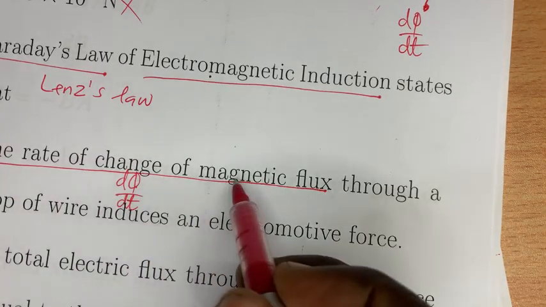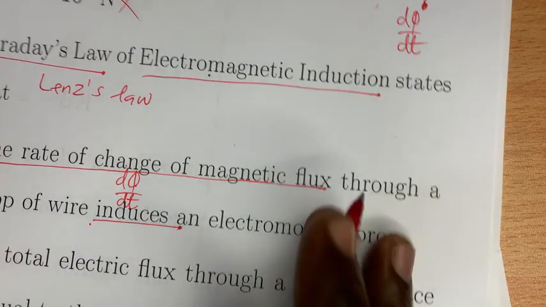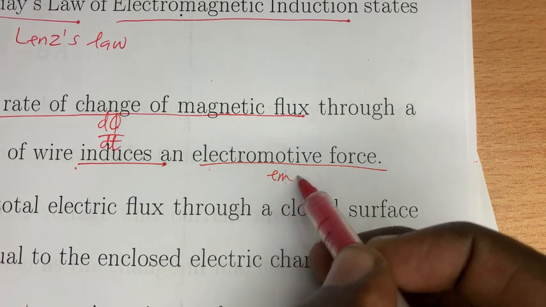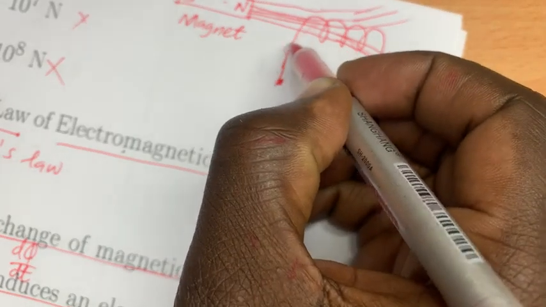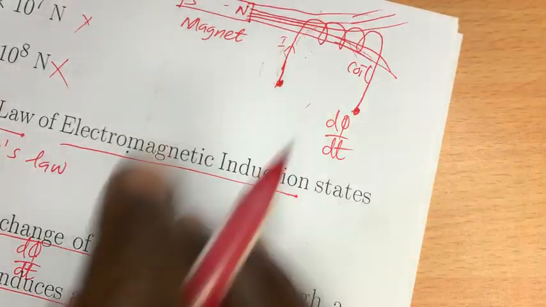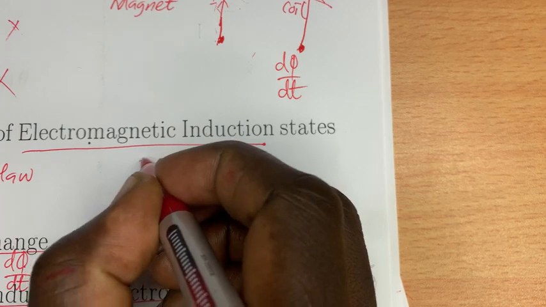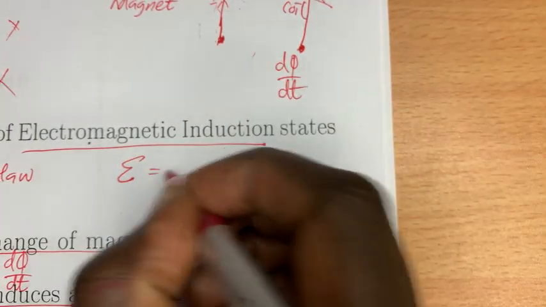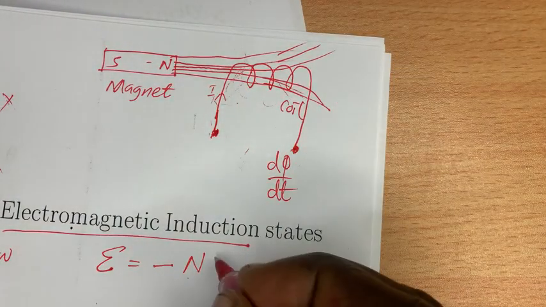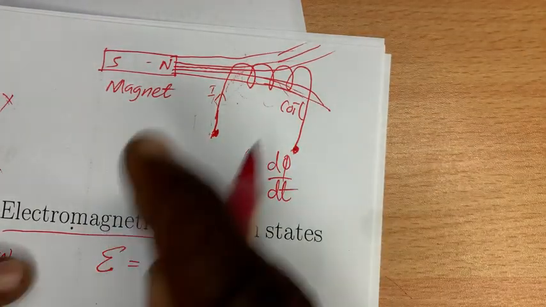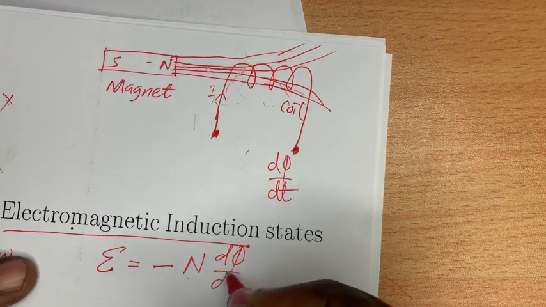They said the rate of change of magnetic flux through a loop of wire induces or creates an electromotive force, meaning EMF, which is the potential difference between the ends of the wire that is necessary to cause current flowing through the wire. So in other words, this is what we write as the equation. The EMF created here is equal to negative N, where N is the number of turns in the coil. If I have only one turn, one loop of the wire, N is 1 and I can remove it. So this is d phi dt.